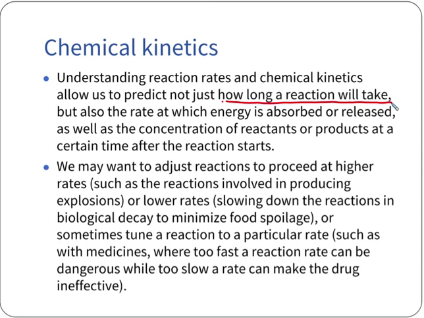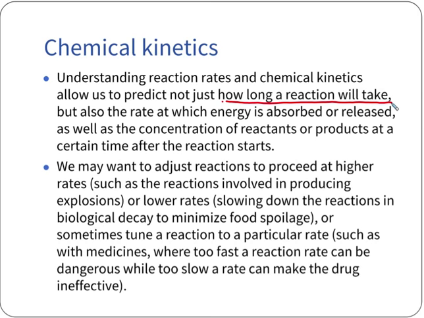Oftentimes, as a practical matter, we want to be able to adjust reactions to go at higher rates, like explosions. You want that to be a very rapid reaction, a very high reaction rate. If it isn't, it would not be a very good explosion. You might also want a lower rate, such as slowing down reactions in biological decay. If you don't want food to spoil, food spoilage happens through chemical reactions, so we want that to be a very slow reaction.